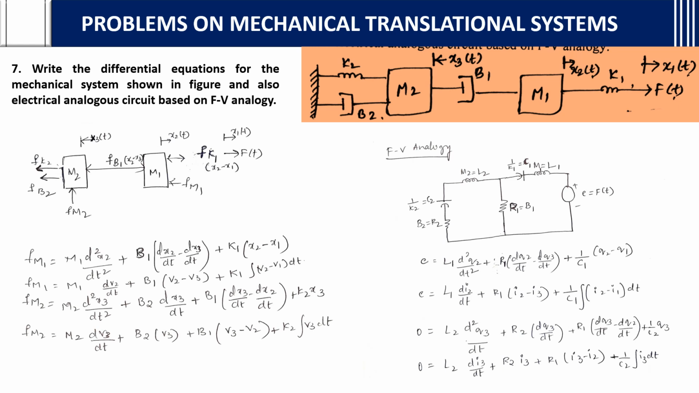Write the differential equations for the mechanical system shown in the figure, and also the electrical analogous circuit based on only the force voltage analogy, they have asked. How to write? Here first you will write a free body diagram. How will we write? First M1, and for M1 what all are connected? This B1, as I told, this dashpot they may give F1 or B1 according to the question. You need to change the notation. See, B1 is between M1 and M2, so I have taken between two arrows FB1 into X2 dash and X3 dash.